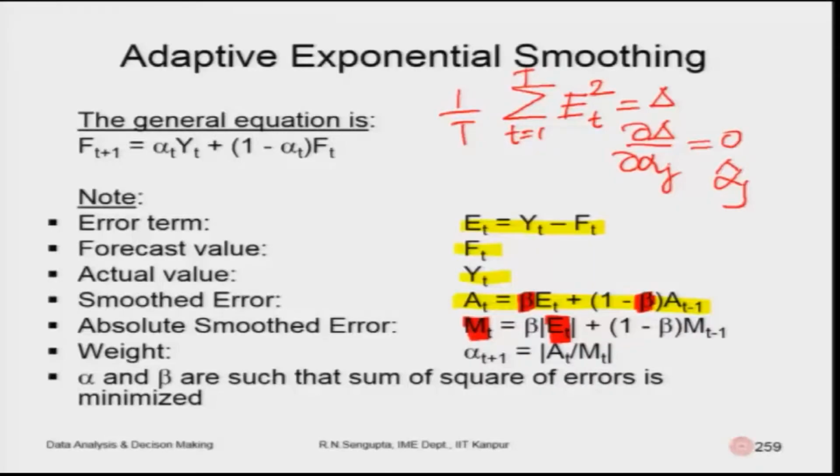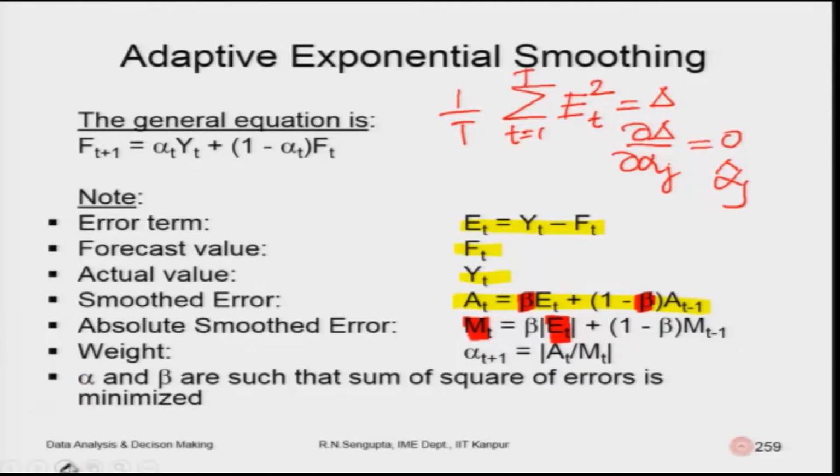And obviously, the fact that the smooth error which is A t and the value of the absolute smooth error which is M t, if they are 1, so obviously it would mean the value of alpha is 1. If they are increasing or decreasing, obviously they would have an effect on how the alpha value is created. So, again I will basically highlight the value of alpha and beta are such that the sum of the squares of the errors is minimized, and we will basically come to the problems accordingly.